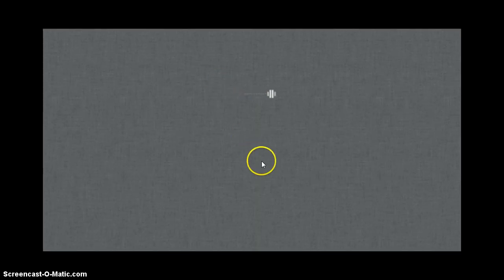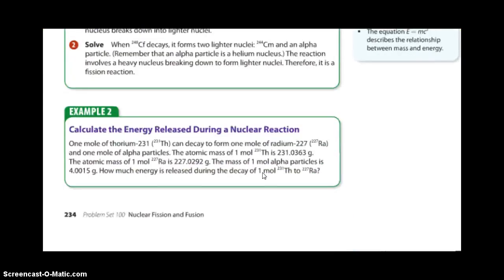Oops, I must not have scrolled down enough on the last page. Sorry about that. Example 2.